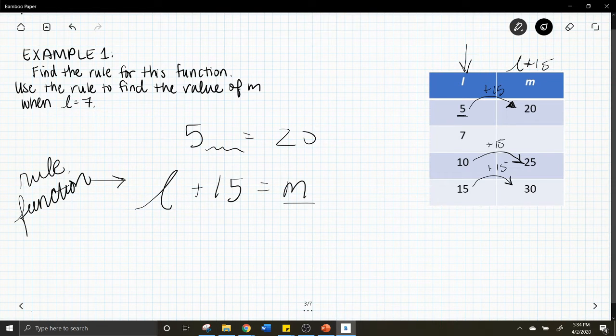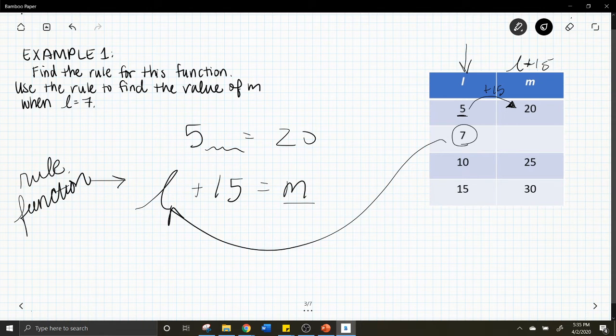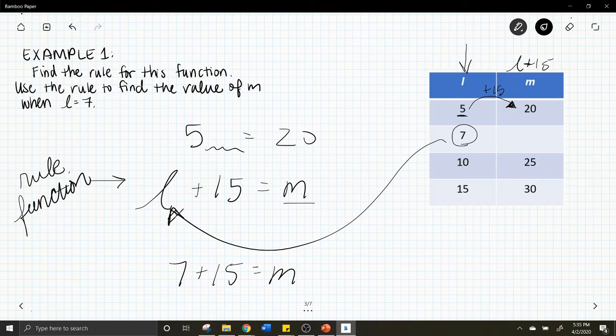Okay, so now let's apply this rule to find the value of M when L equals 7. So now they're telling us L equals 7. What does M equal? So we're going to take that value and plug it in for L. So we're going to say 7 plus 15 equals M. What does M equal? Okay, and you would get the answer 22. So we did two things here.